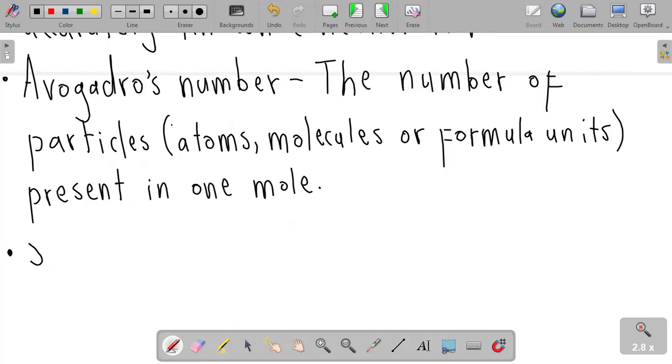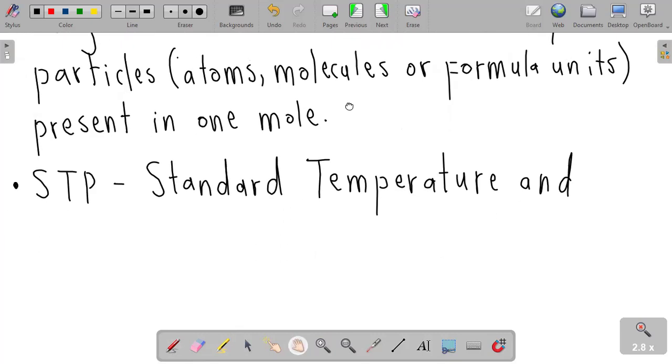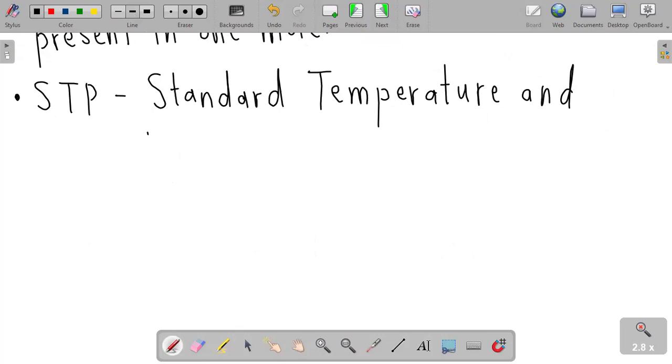And then STP. I just thought I'd add this one. STP means standard temperature and pressure. That's what it means.